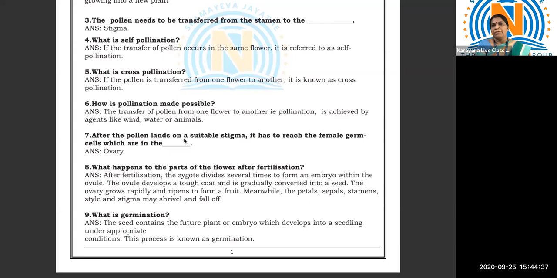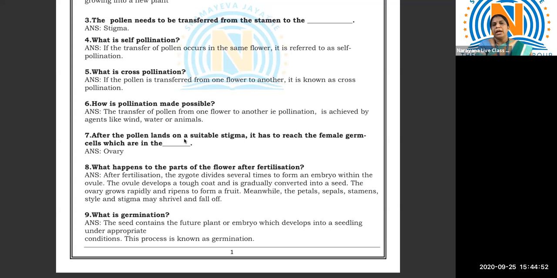The transfer of pollen from one flower to another, that is pollination, is achieved by agents like wind, water, or animals. The transfer of pollen grains from the anther to the stigma is called pollination. This pollination is achieved by agents like wind, water, or animals.